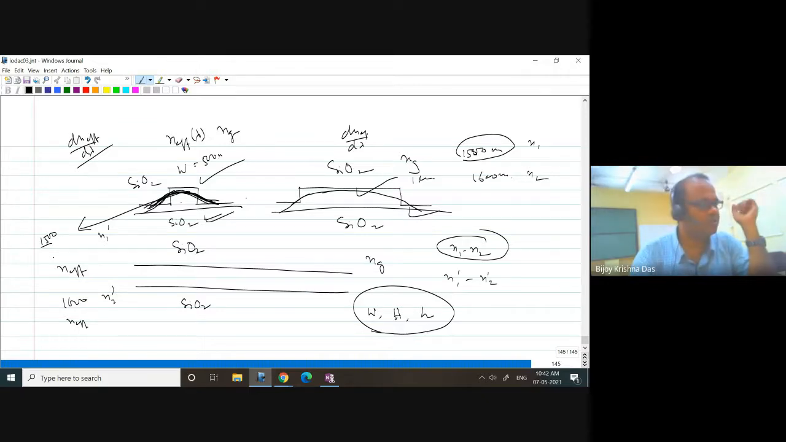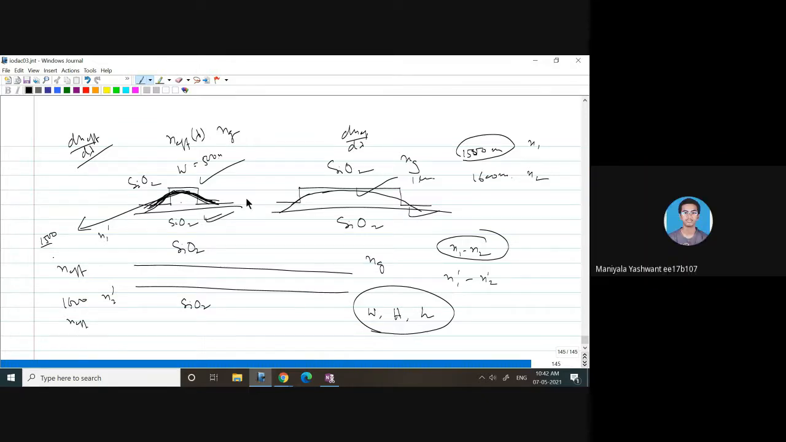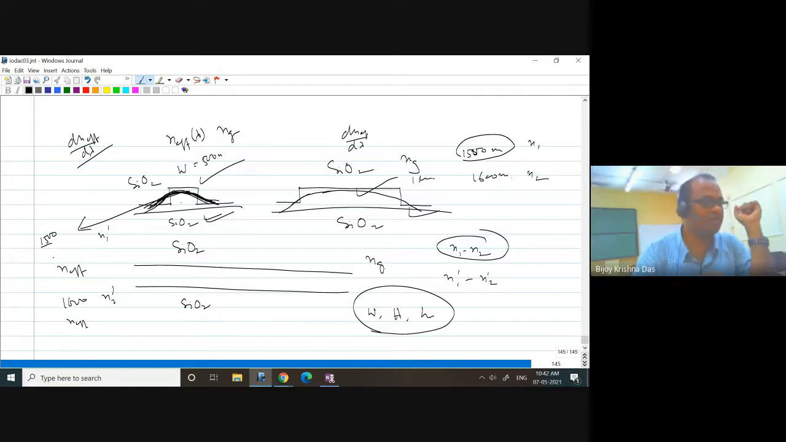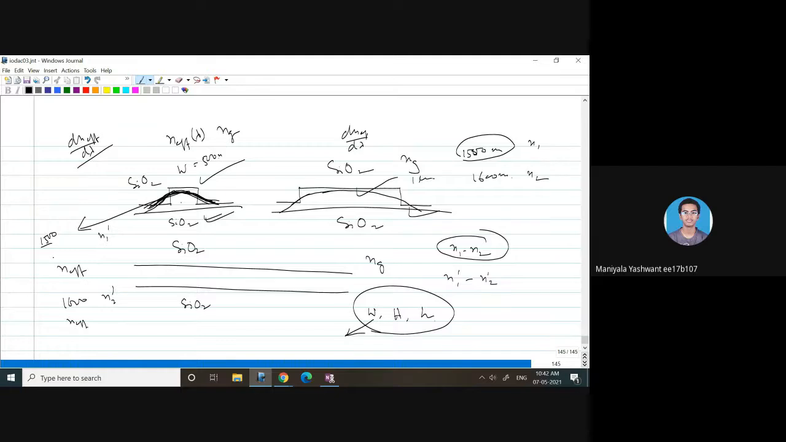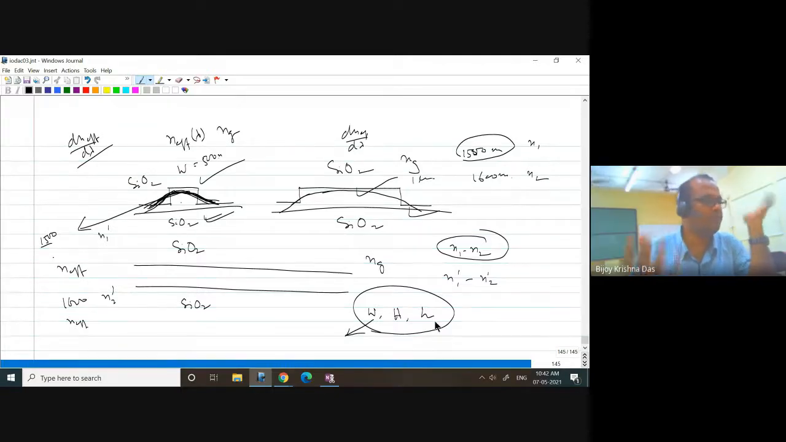Does that depend actually on capital H and small h also, or only on W? Yes, yes. No, I am just, as I said, giving one example. You have these 3 parameters in your hand. So these 3 parameters you can just play with.